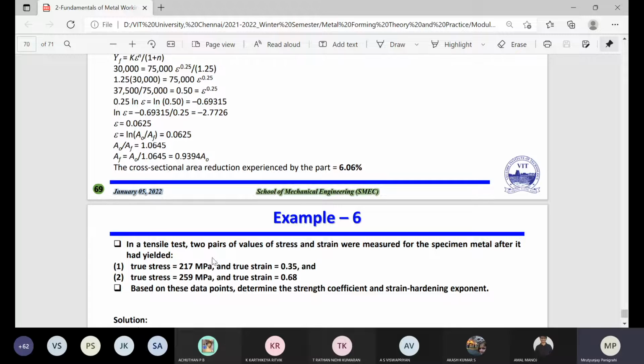In a tensile test, 2 pairs of values of stress and strain were measured for the specimen metal after it had yielded. The first one is true stress equal to 217 megapascal and true strain equal to 0.35, and the second true stress equal to 259 megapascal and true strain is 0.68. Based on these data points, determine the strength coefficient and strain hardening exponent. So one you will get n and one you will get K.